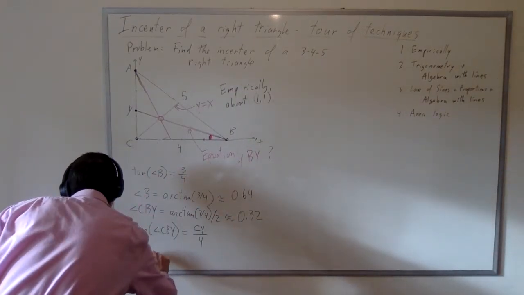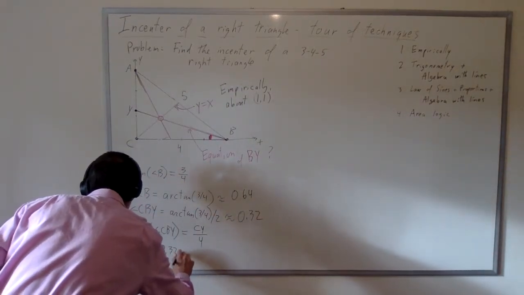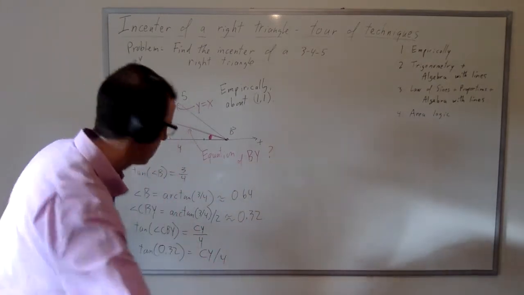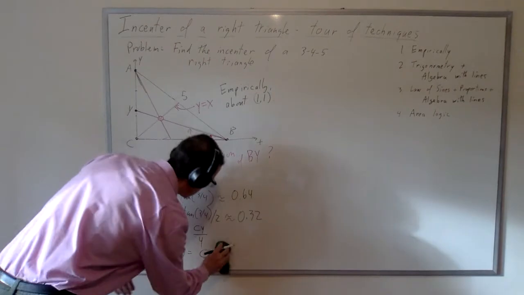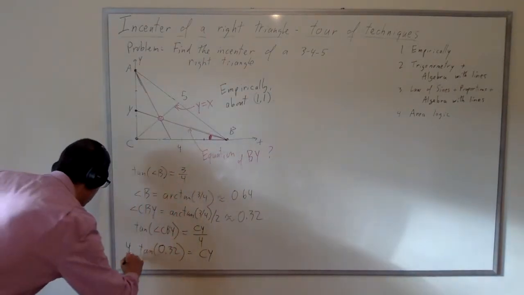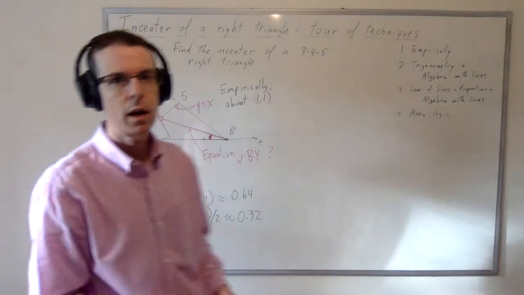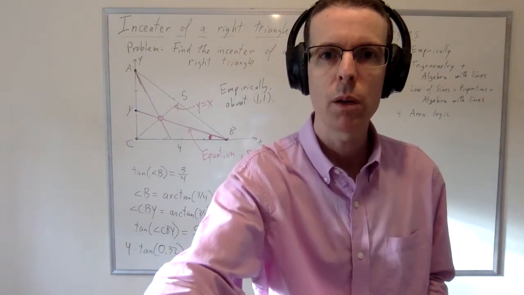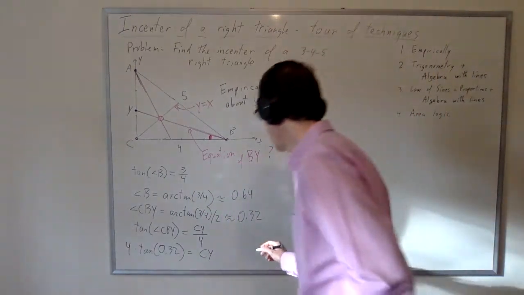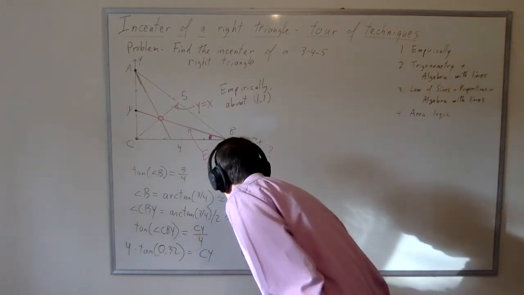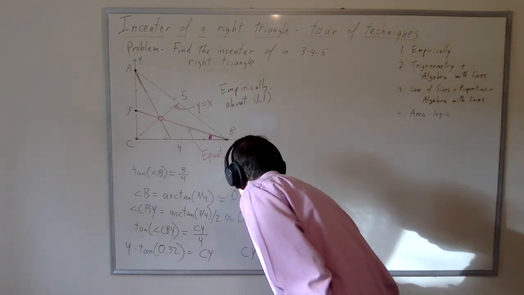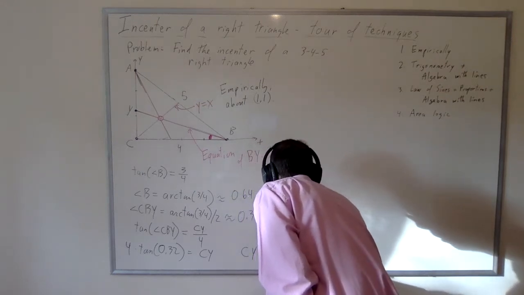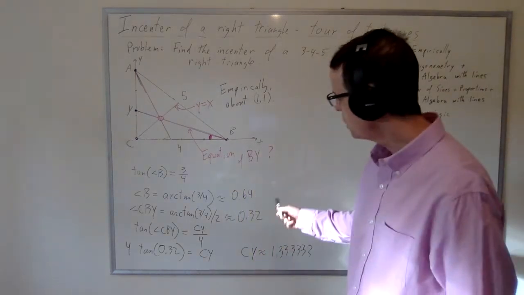So that's the tangent of 0.32, and that's going to be CY over 4. And then in one step here, I'll just move the 4 to the other side. And then that I can calculate on a computer. And when I ask the computer what is that value, I get a decimal. And so I ask the computer to do this, and it says CY is approximately 1.33333333. Now, this is peculiar.